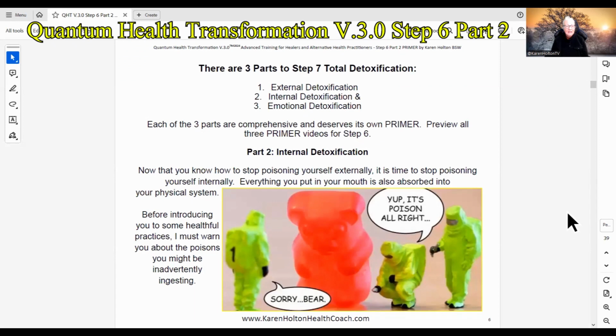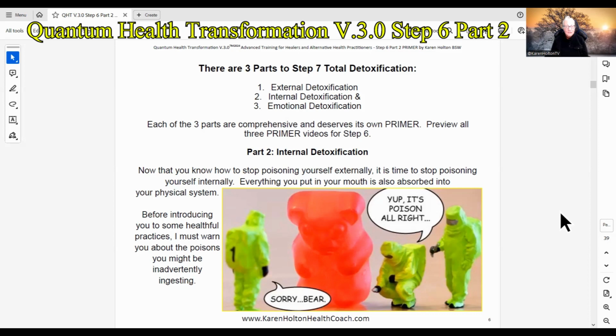Okay, on to the lesson. There are 3 parts to step 6, total detoxification. I know the slide says 7, but it's supposed to say 6. Part 1 is external detoxification. Part 2 is internal detoxification. And part 3 is emotional detoxification. Each of the 3 parts is comprehensive and deserves its own primer. Review all 3 primer videos for step 6. And of course, please also watch the workshops that correspond to them.